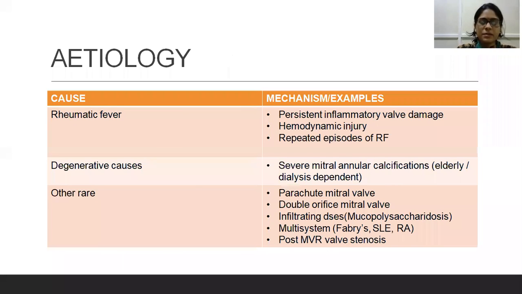So etiology, 3 broad subheadings have been mentioned. The first is rheumatic fever, rheumatic etiology. The second is degenerative causes due to old age. And thirdly, you have other rare causes.